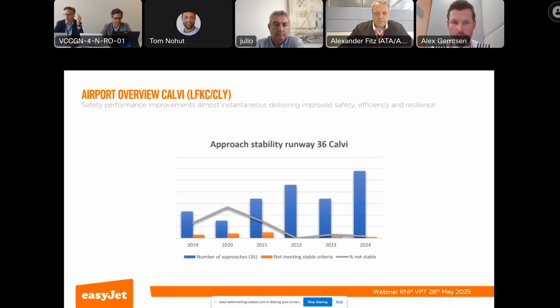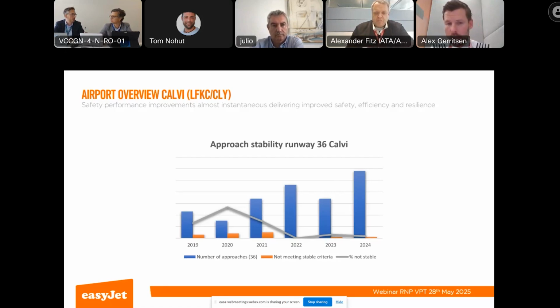The safety improvements were almost instant. They were consistent, and they delivered safety, efficiency, and resilience to our operation. So this is the approach stability on runway 36 for Calvi. What we could see is the number of approaches on the blue bar increasing, and the number of approaches in the orange bar, apologies, increasing as well, but the percentage was not where we wanted it to be. Hence, we had to take action.